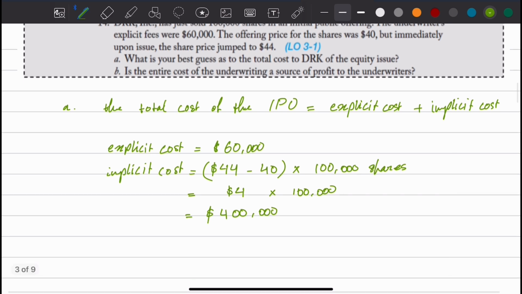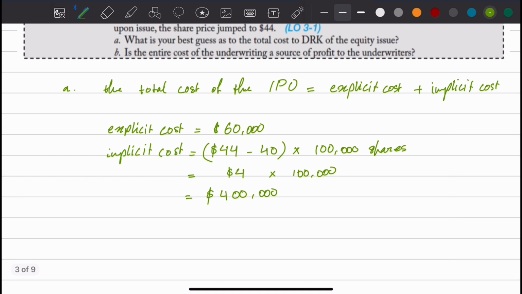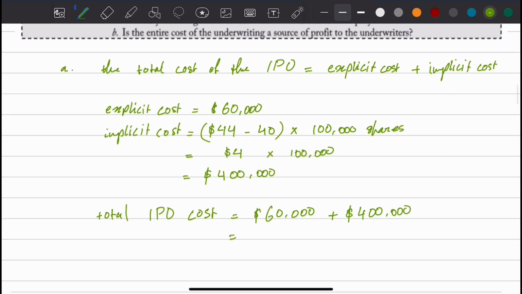What does that mean? Now we can go ahead and put these two costs together, the implicit cost and the explicit cost, and we get the total cost. So we'll go back to our original formula. The total IPO cost is going to equal the explicit cost of $60,000 plus the implicit cost of $400,000, and that would equal $460,000.